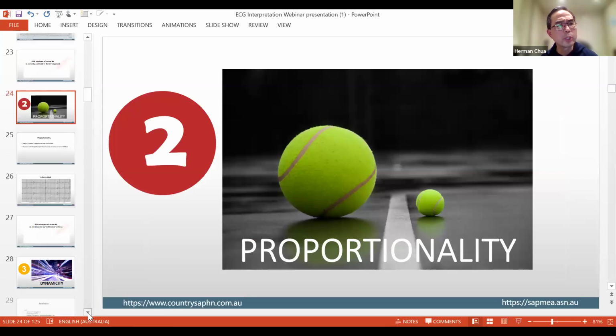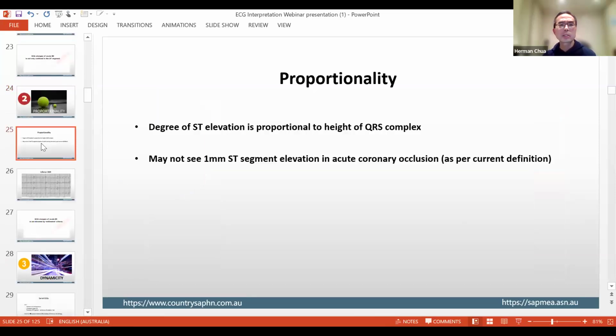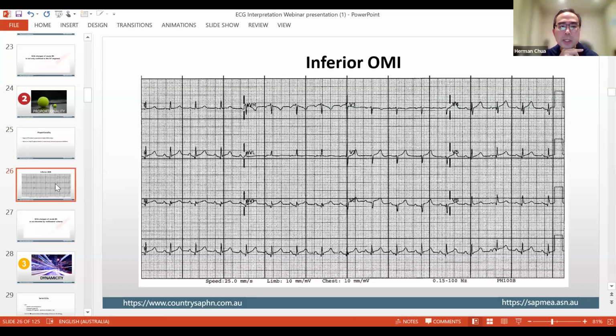So the second concept is the concept of proportionality. I kind of alluded to this, right? The degree of ST elevation that you see is really proportional to the height of the QRS. So you may not see 1 millimeter of ST segment elevation if the QRS is really small, because it's in proportion. But that's what the definition says. The definition says you need to have 1 millimeter. If it is 0.5, nah, that doesn't cut it, right? But it just doesn't make sense because pathology knows no millimeters, right?